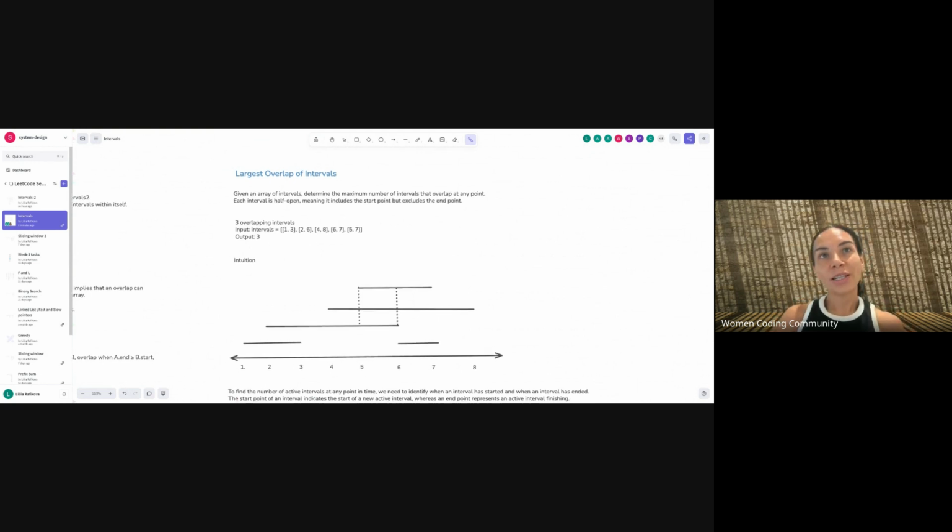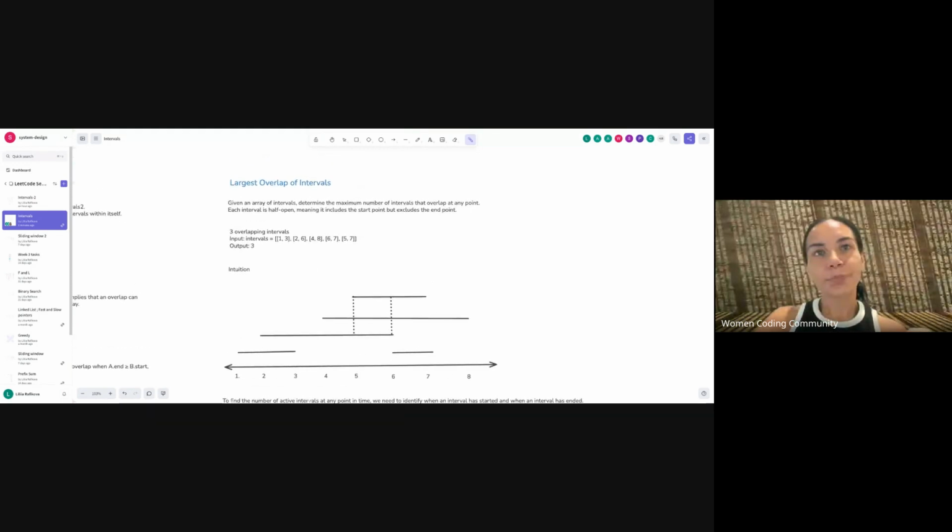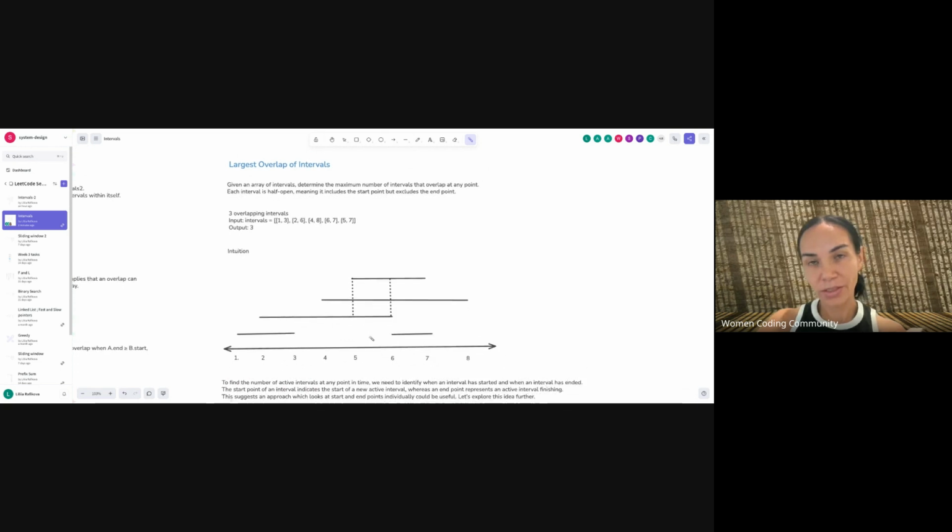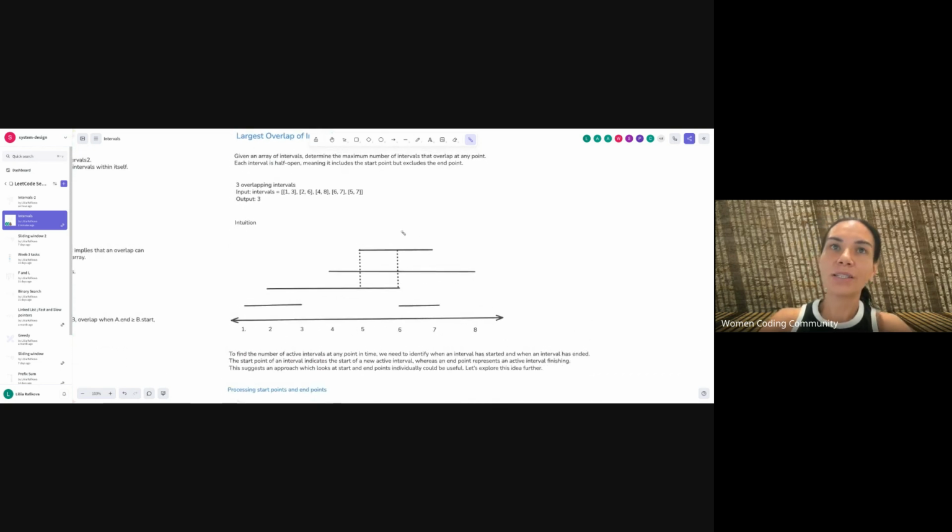So, largest overlap of intervals. Given an array of intervals, determine the maximum number of intervals that overlap at any point. Each interval is half open, meaning it includes the start point but excludes the end point. I will explain what that means on this example.